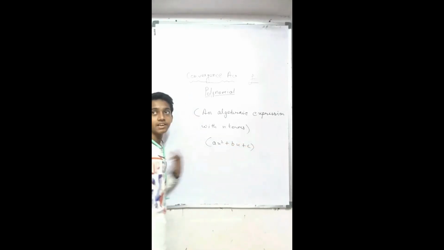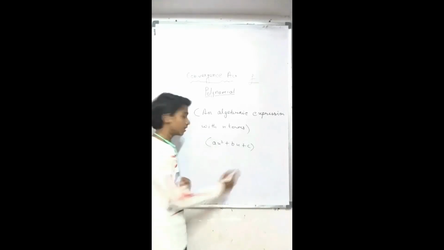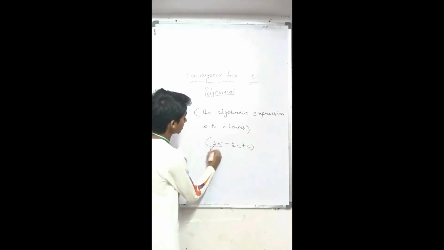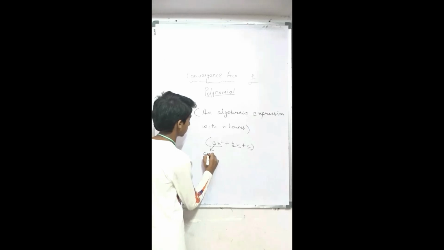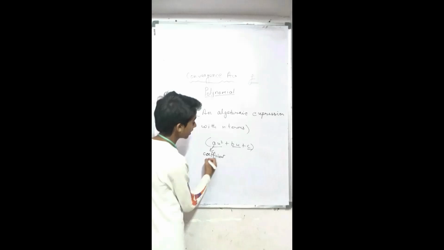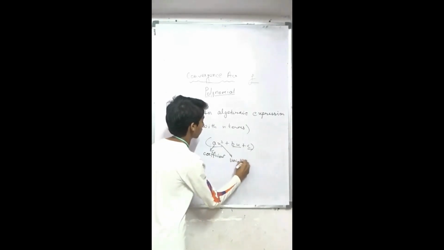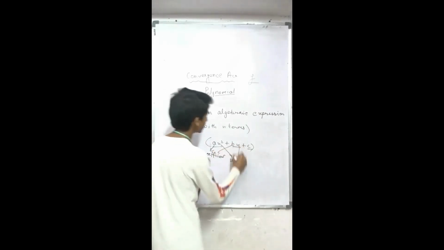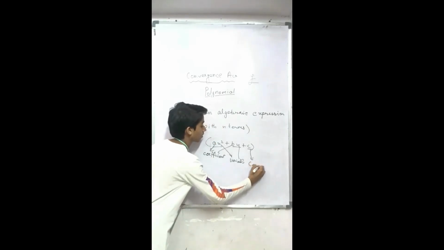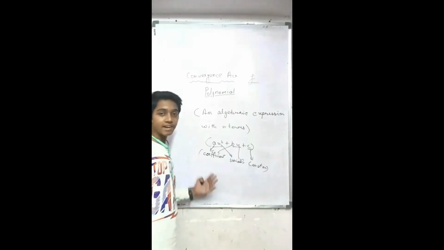So what you see here, ax square plus bx plus c. This is an algebraic expression. Okay, so this is the first term, second term, and third term. So what is this called? This is a coefficient, and this is a variable. This is also a coefficient, and this is also a variable, and this is called a constant. Okay, so I hope that everyone understands this.